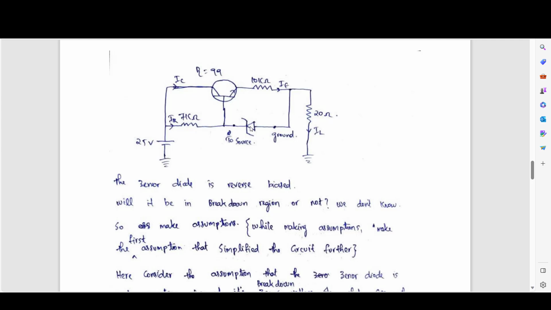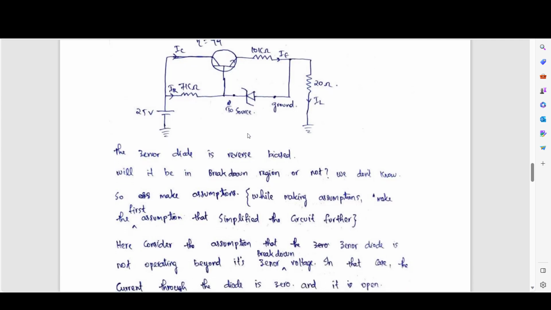We don't know whether the assumption that we are going to take is correct or not. We have to verify that. So we have to check with those two assumptions. If you are making the circuit more complex, it will take more time to solve the circuit. So the best thing is to make a simple circuit. Make the circuit simple.